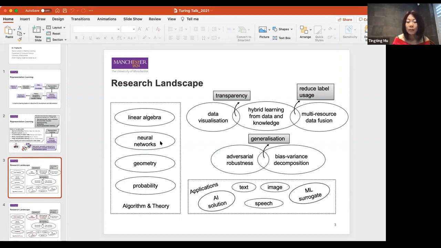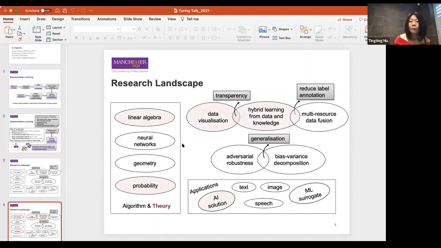In addition to algorithm and theory development, we are also very keen on applying our knowledge and the algorithms we developed to real world applications. For example, to provide a practical AI solution to automate a process, or to construct a machine learning surrogate model to approximate some computationally expensive model, for example some engineering model. We also work on data analysis that finds patterns from text, image, and speech data.